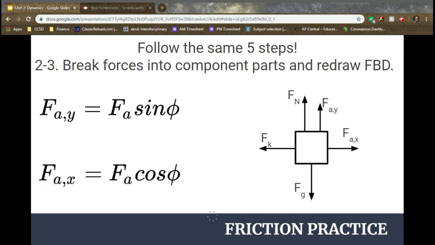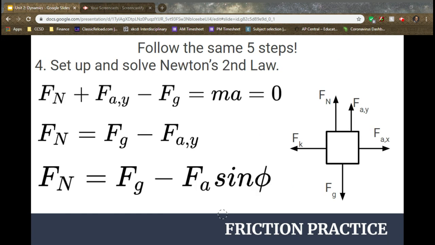Okay. Now I redraw my force diagram. So I got rid of the applied force and I'm only putting the component parts. So this is what your redrawn force diagram should look like. These 3 forces are exactly the same. I just now have the X part of my applied force and the Y part of my applied force. Now, step 4, set up Newton's second law, solve for what you need to solve.